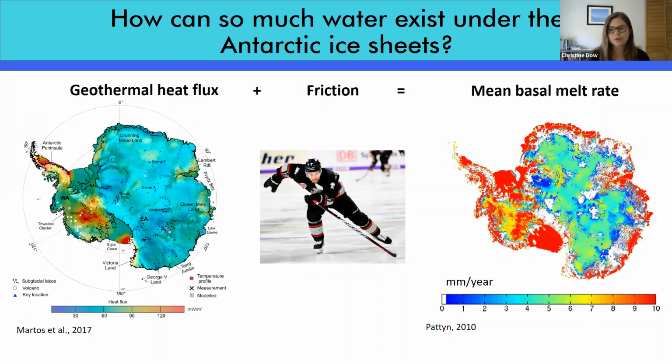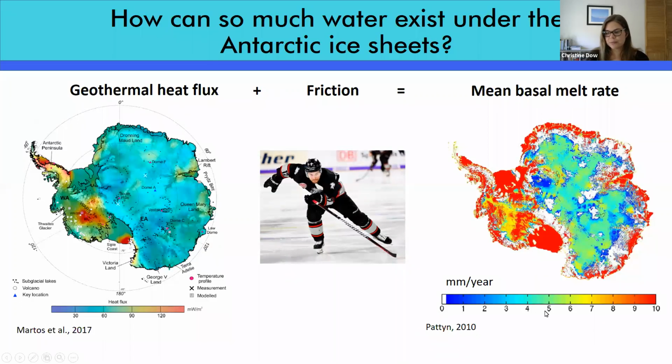In some areas we've got several kilometers of ice overlying the rock. And what happens there is that you can reduce the temperature at the bed to a couple of degrees below 0, and we still have liquid water. So you combine this together, geothermal heat, friction, and the pressure melting point, and we can come up with a nice Antarctic map of basal melt.